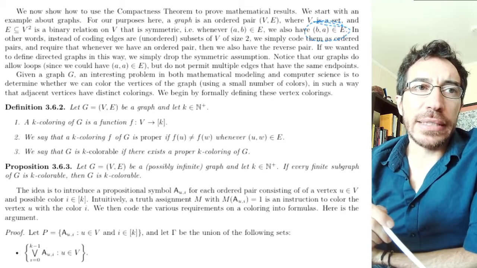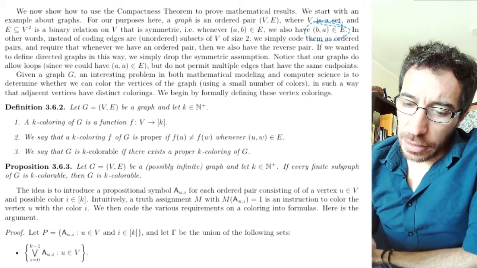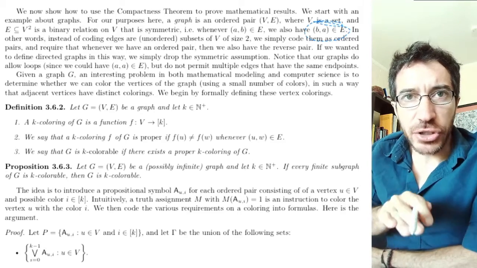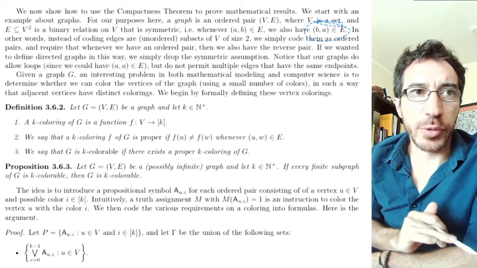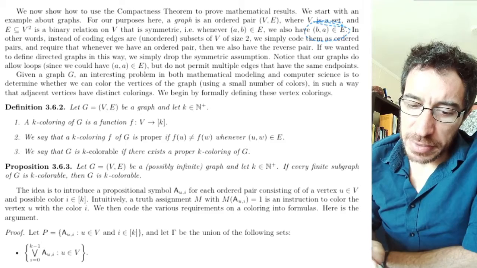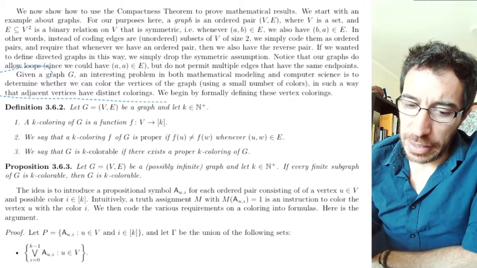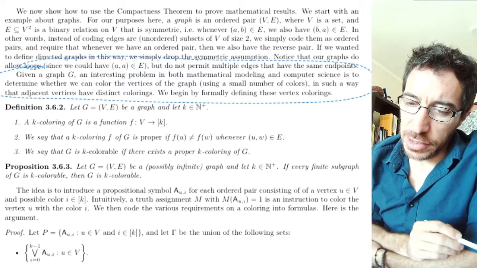So I'm going through this quickly, but I'm going to slow down in a minute once we start reading the actual proof. And this is going to be something about coloring graphs. This is what this is about. This is introducing what this thing is going to be.